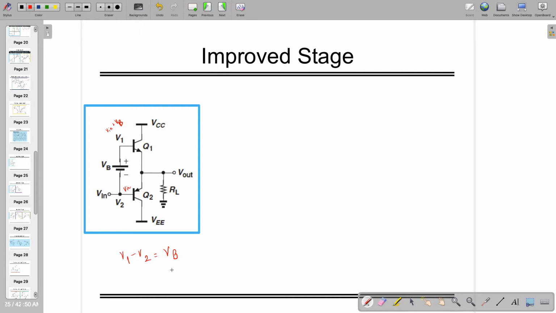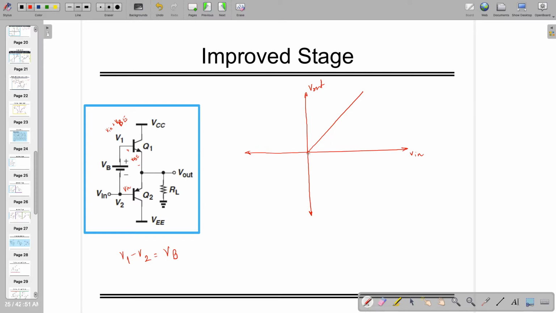So if this is the case, and VB is just VBE, then what is going to happen when your input is 0? If I'm drawing the input-output characteristic, where this is V in and this is V out, when input is 0, this is still in conduction mode, and the output is going to be equal to V in minus VB, right? So this is going to happen here.